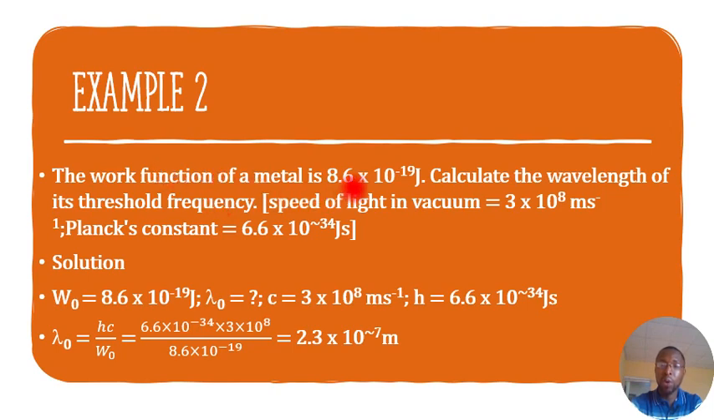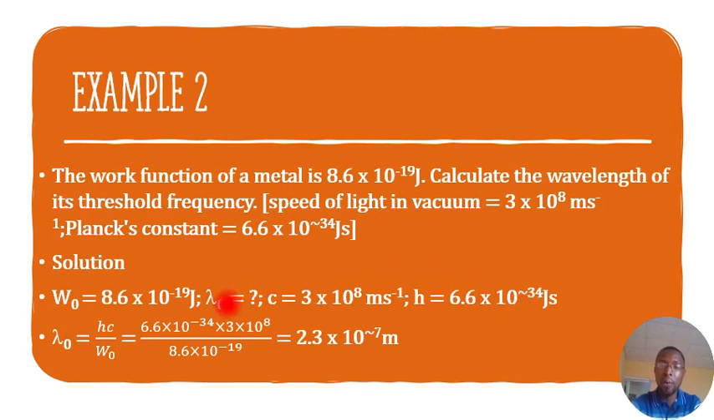We are given work function as well, yeah? So W naught is 8.6 times 10 raised to the power minus 19 joule. We are made to calculate the wavelength of the radiation now. That's our lambda naught. The lambda naught is unknown, but we are given the speed of light, which is c by symbol, to be 3 times 10 to the power 8 per second. So that's c. And we are also given Planck constant, which is h. H is 6.6 times 10 to the power minus 34 joules second.